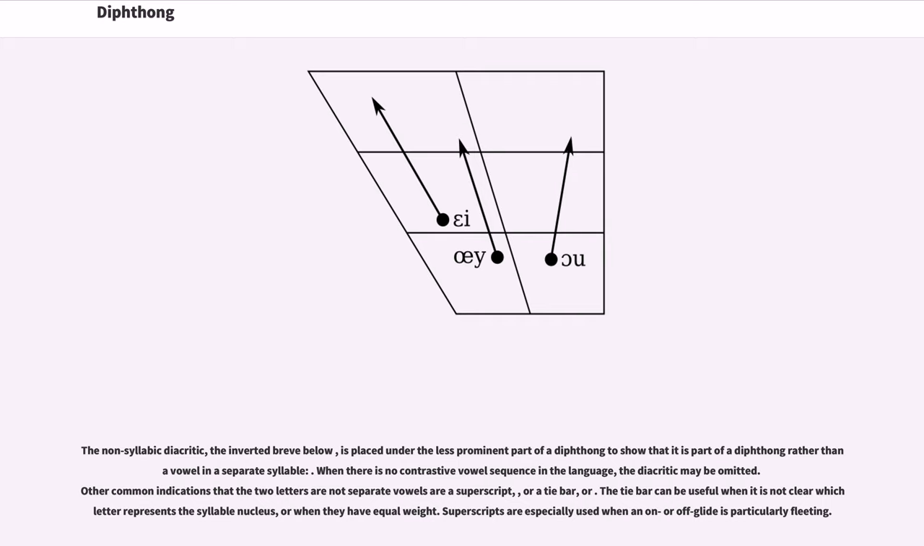When there is no contrastive vowel sequence in the language, the diacritic may be omitted. Other common indications that the two letters are not separate vowels are a superscript or a tie bar. The tie bar can be useful when it is not clear which letter represents the syllable nucleus, or when they have equal weight. Superscripts are especially used when an on or off glide is particularly fleeting.